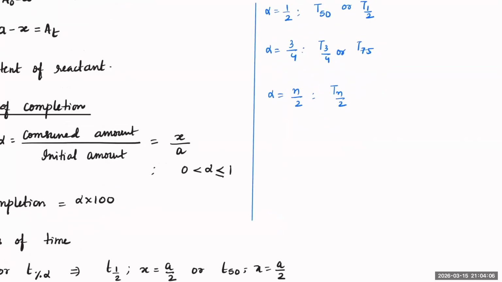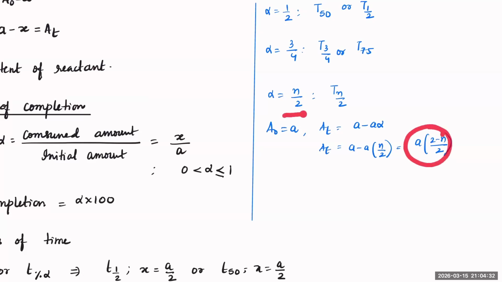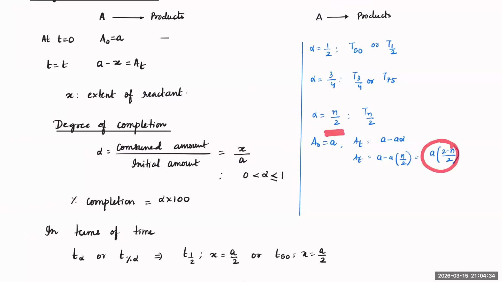Suppose I have alpha equal to n by 2 and A naught initially is A. Then what will AT be? AT will be equal to A minus A alpha. So A minus A into n by 2, which will be equal to A into (2 minus n) by 2. This will be the value of AT. So keep that in mind for different values of n, how to figure out AT.